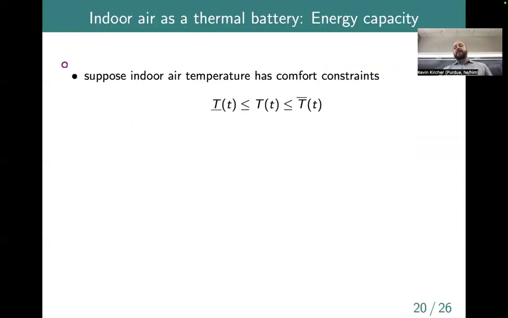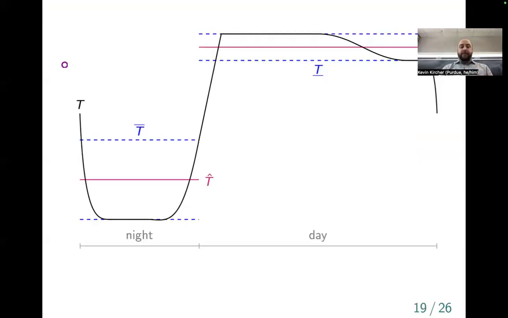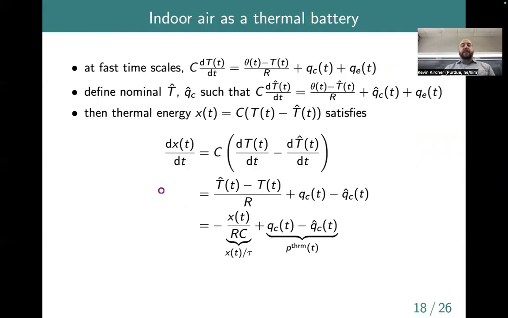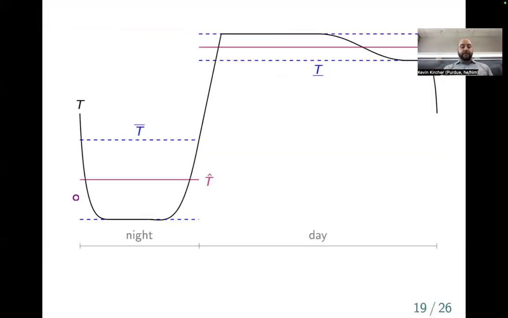All right, so that basically in the battery model, let me just go back to make that clear. In the battery model, we had one equation, a linear first order differential equation, and then we had 2 constraints. We had an energy constraint and we had a power constraint. So let's go through and just carry this analogy along and see what the energy and the power constraints are for the thermal battery associated with the indoor air.